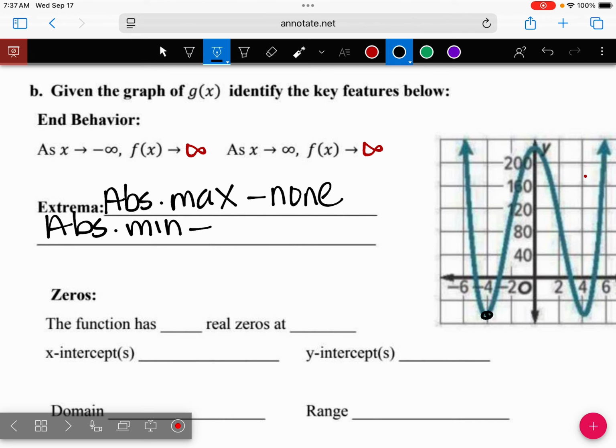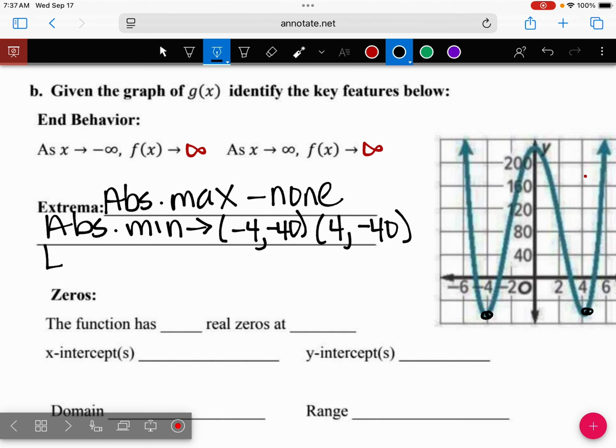to me, these look like they're at the same point. So I'm just going to guesstimate these and say that it's -4, -40, because it looks like the y-axis is counting by 40s. So -4, -40, and +4, -40, because I can't tell which one is lower. So they're both going to be absolute.